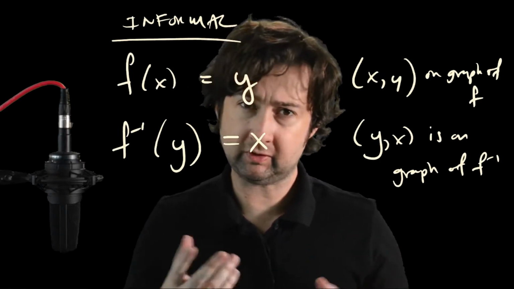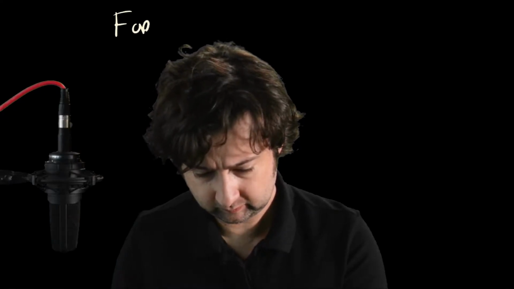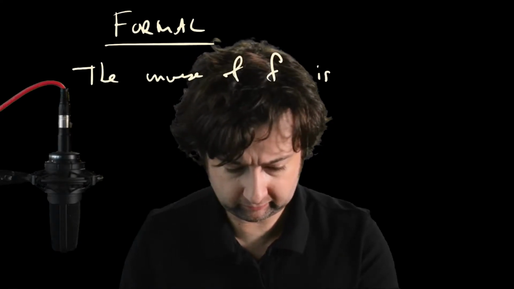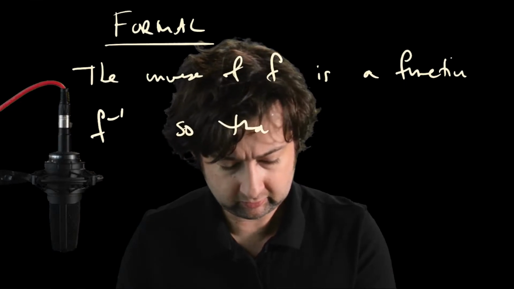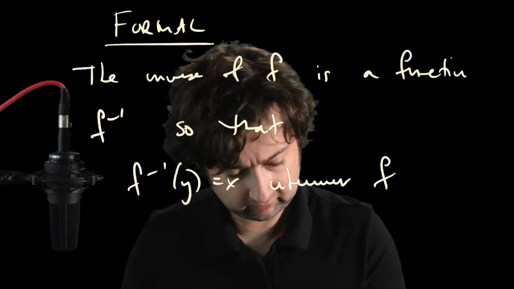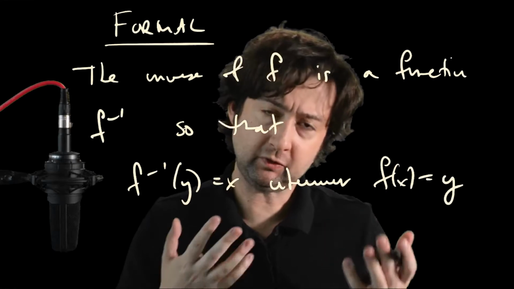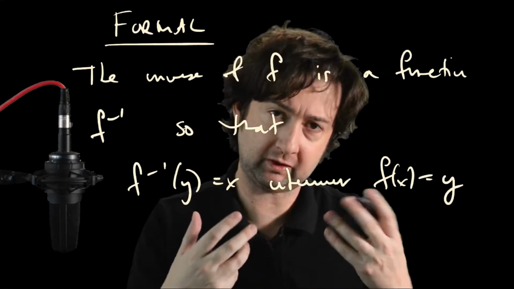Now, it's not always clear when an inverse exists and where it doesn't, so we're going to get into that as we get deeper into this lesson. So let's be a little bit more formal here. More formally, we can think of an inverse as a function. So the inverse of f is a function f inverse, so that f inverse of y is equal to x whenever f of x is equal to y. So the inverse for a function is built from a function. I have to have a function in place before I can write down what its inverse is.